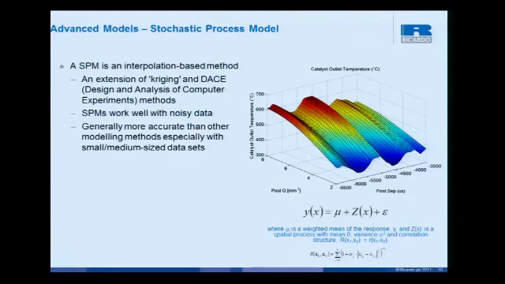Finally, stochastic process models. These are based on Kriging and design and analysis of computer experiments, DACE. They work well with noisy data and are generally more accurate than neural networks or radial basis functions with the small to medium sized data sets.